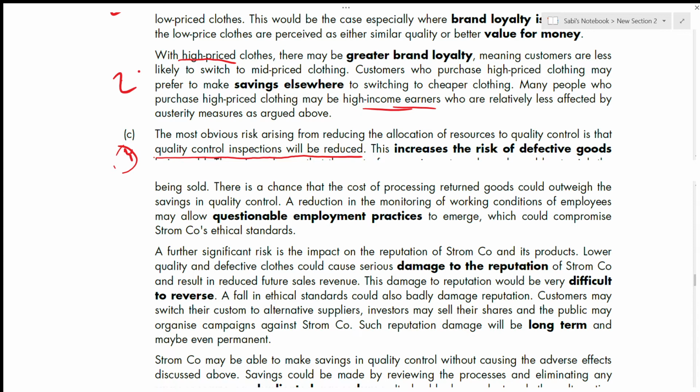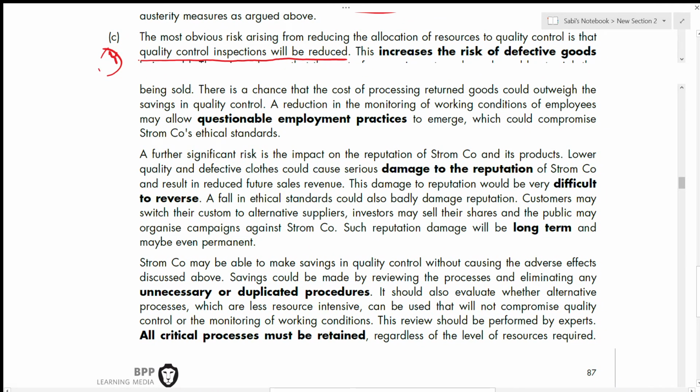If they reduce, right? So a further risk is the impact on the reputation of Strom company and its products. So the reputation is the second risk. There's a risk to reputation. That's the second risk. Number 2. Lower quality and defective clothes could cause serious damage to the reputation of Strom company. See how they're explaining? This paragraph, they're explaining reputation only.